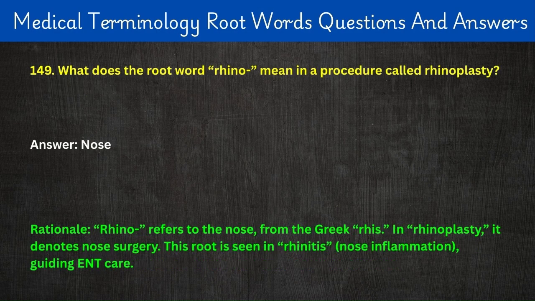149. What does the root word rhino- mean in a procedure called rhinoplasty? Answer: nose. Rationale: Rhino- refers to the nose, from the Greek rhes. In rhinoplasty, it denotes nose surgery. This root is seen in rhinitis, nose inflammation, guiding ENT care.